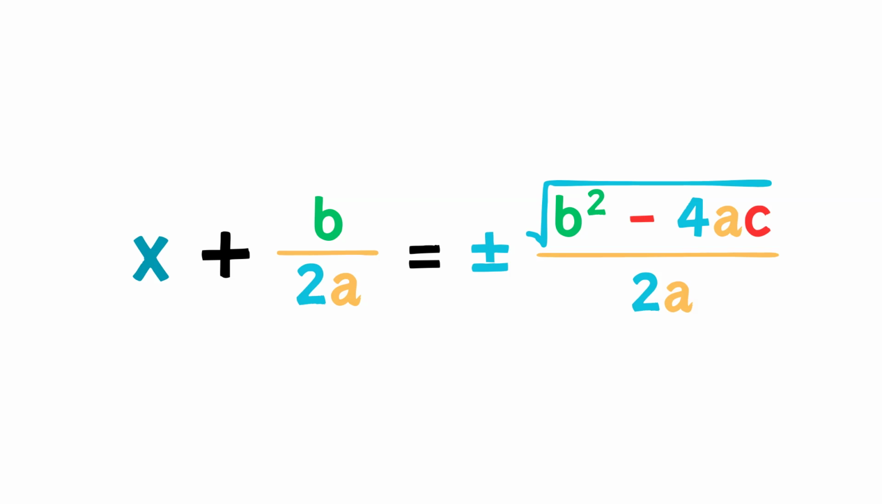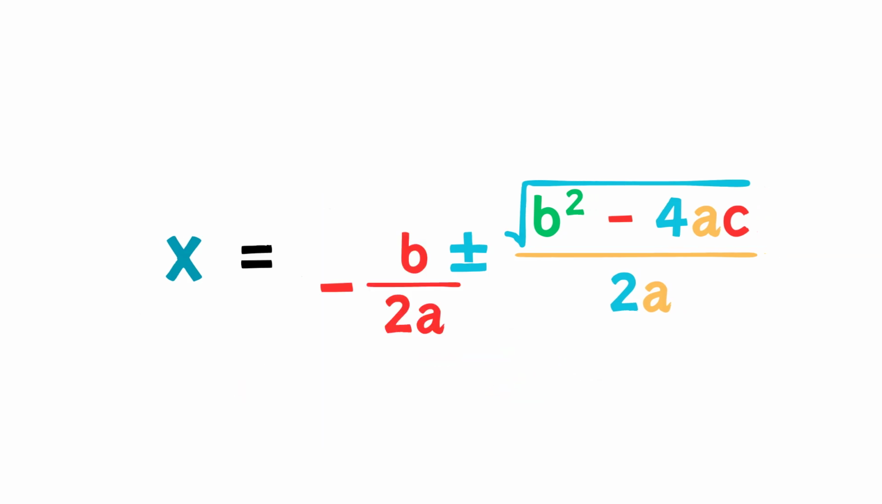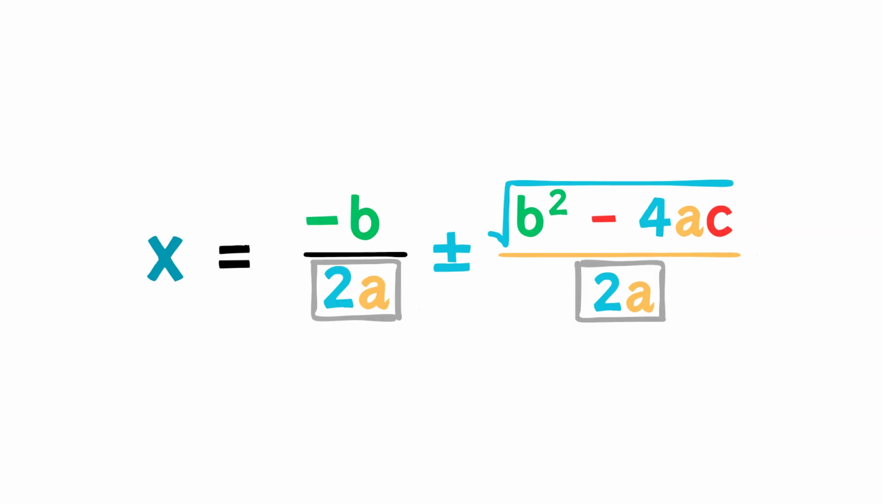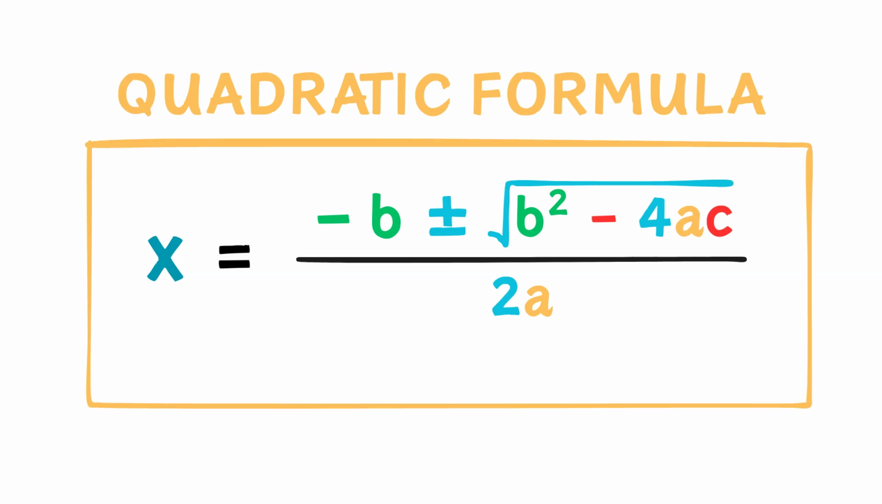So now, our equation is x plus b over 2a equals plus or minus the square root of b squared minus 4ac, over 2a. And now to solve for x, we just need to subtract b over 2a from both sides. Now on the right, since we share a common denominator, we can combine the numerators. And this is the quadratic formula.